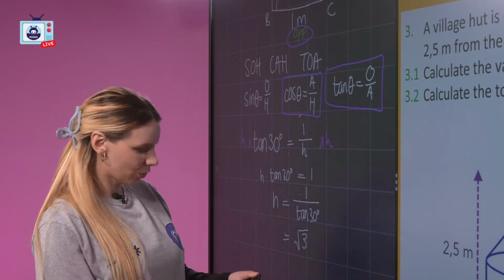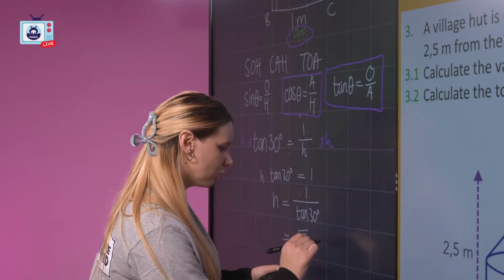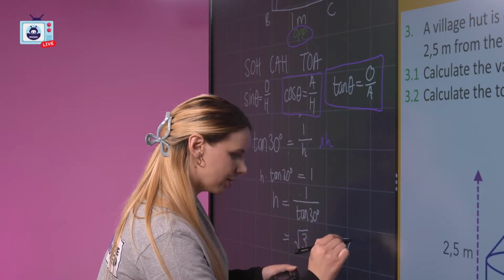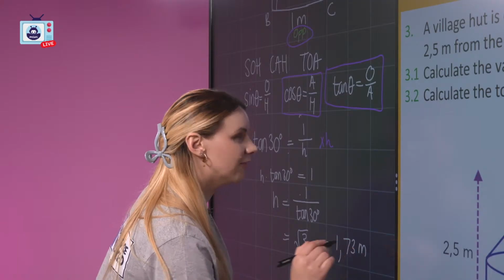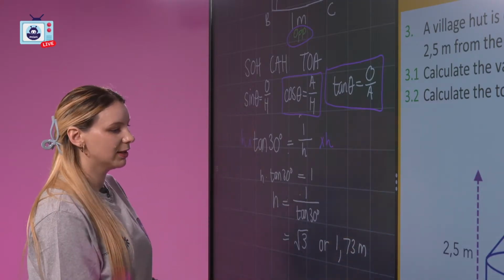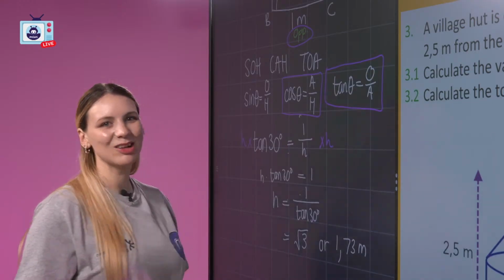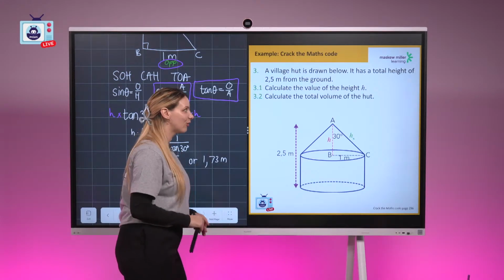Because they mostly want me to use decimals, I'm going to write it in decimals as well. So square root 3, or 1.73, and our unit of measurement is meters. We are dealing with a village hut, so it is in meters. Okay, that is our height of our cone. The next question says, calculate the total volume of the hut.